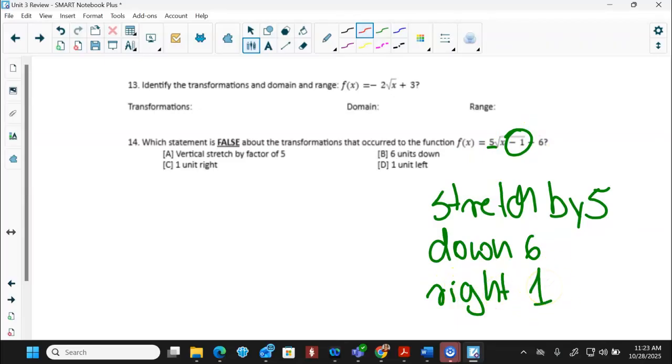So let's see, vertical stretch by a factor of 5, it's correct. 6 units down, it's correct. 1 unit to the right is correct. 1 unit left is not, okay? So that would be your answer.